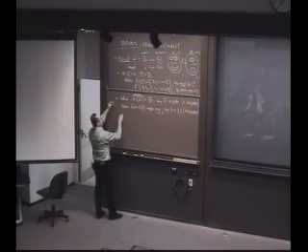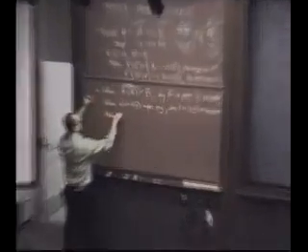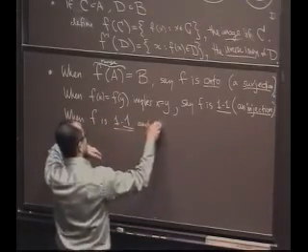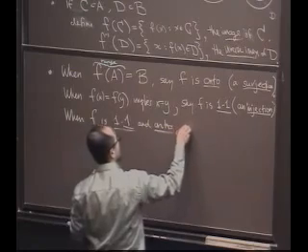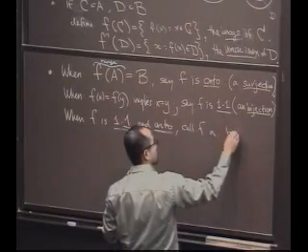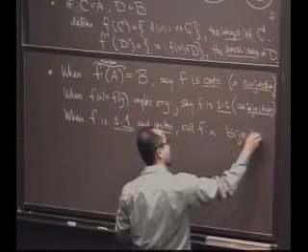Great. So when both these things are true, when f is one-to-one and onto, we call f a bijection. A bijection.